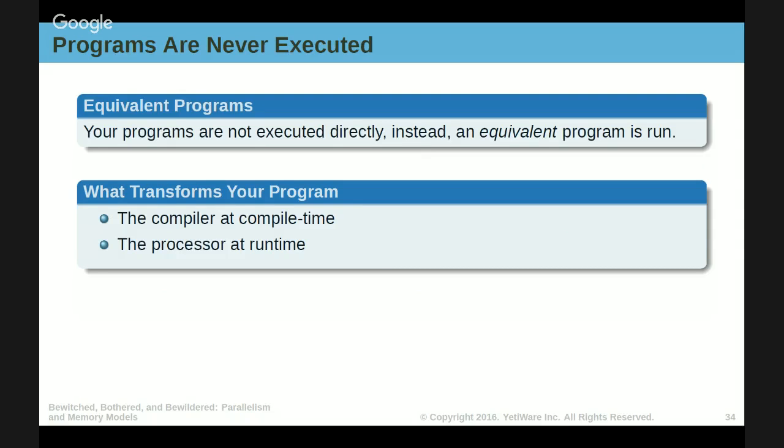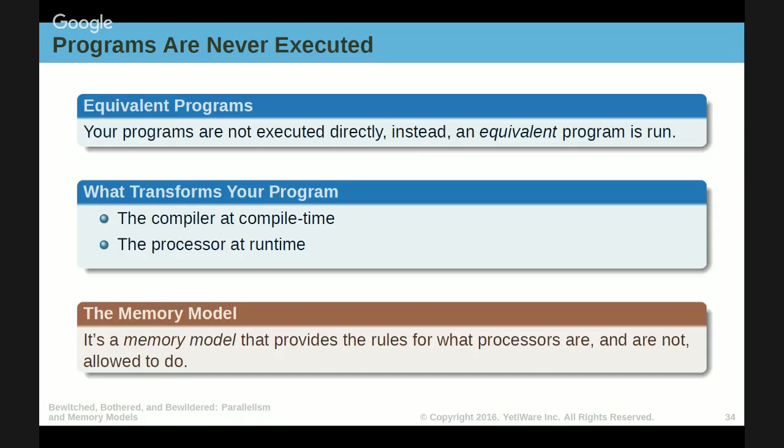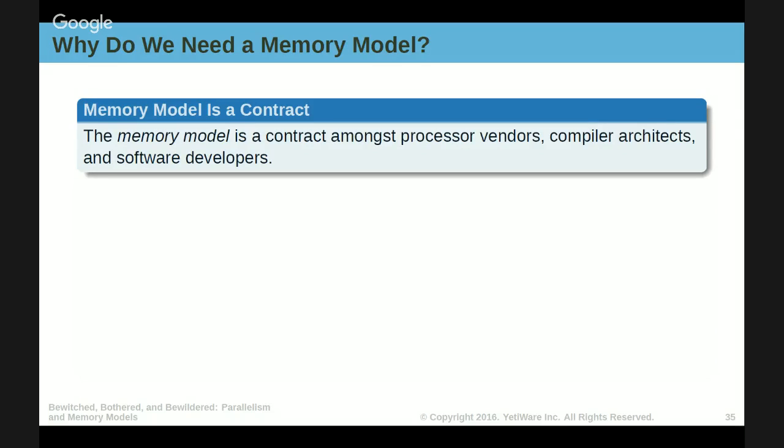Now in parallel, we're going to realize that we actually have to have a new notion of equivalency. It's one of the major contributions of the memory model. So it's the memory model that provides the rules for what processors are and are not allowed to do. And not just processors, the compiler, etc. So we'll go in a little bit of detail in terms of what this kind of thing is. Bjarne Stroustrup calls the memory model a contract between software developers, compiler engineers, and processor architects. So the memory model is a contract.